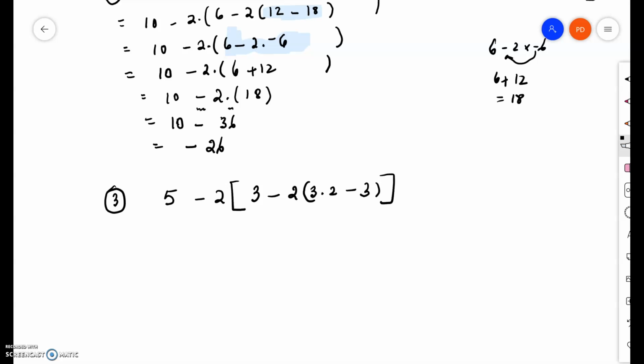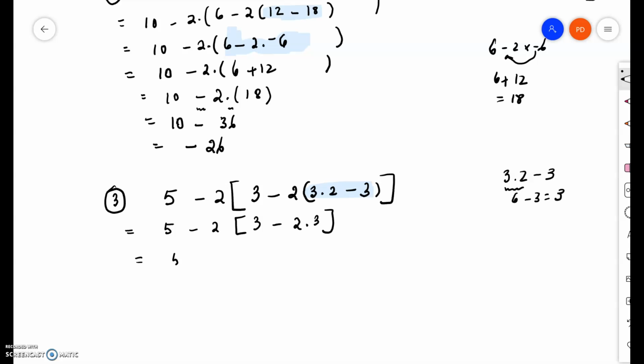Now suppose we have this. Start with the innermost parentheses first. Within the parentheses, we do the multiplication before the subtraction. So if you have 3 times 2 minus 3, do not do the subtraction. Multiplication comes first. If you have a choice between multiplication and subtraction, do multiplication first. 3 times 2 is 6 minus 3, which is equal to 3. So I write down the whole expression, 5 minus 2 times 3 minus 2 times 3 times 2 is 6. 6 minus 3 is 3.